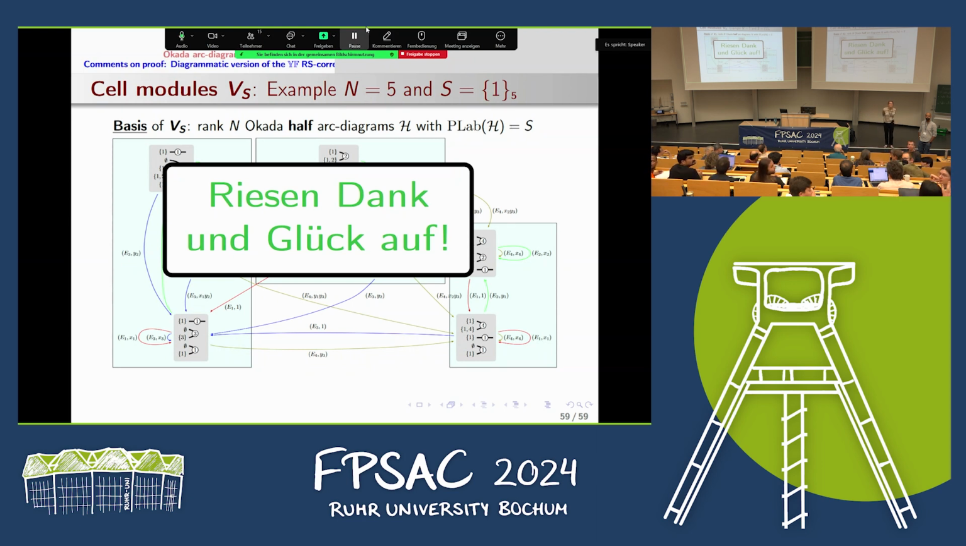When I think of Sn, I think of Sn acting on tensor powers of the standard representation of GLM. Is there something like this here? What's the Schur-Weil dual? There's no obvious Schur-Weil duality here, except for low rank. For n from 1 through 4, there's a happy coincidence that the Okada algebras are isomorphic to the group algebras of the symmetric groups. So there's Schur-Weil duality there.